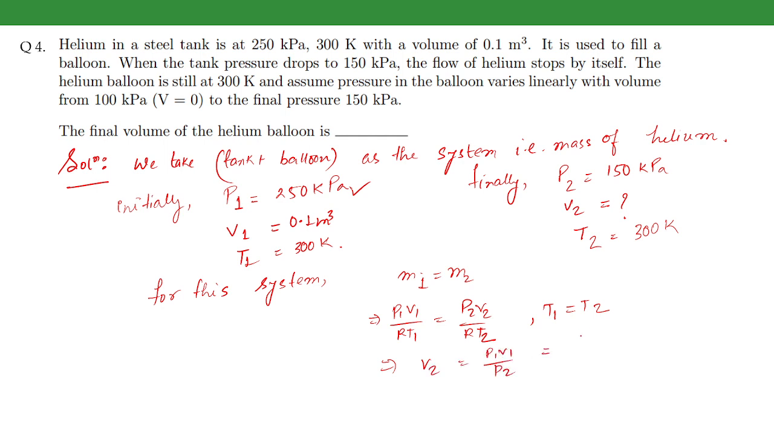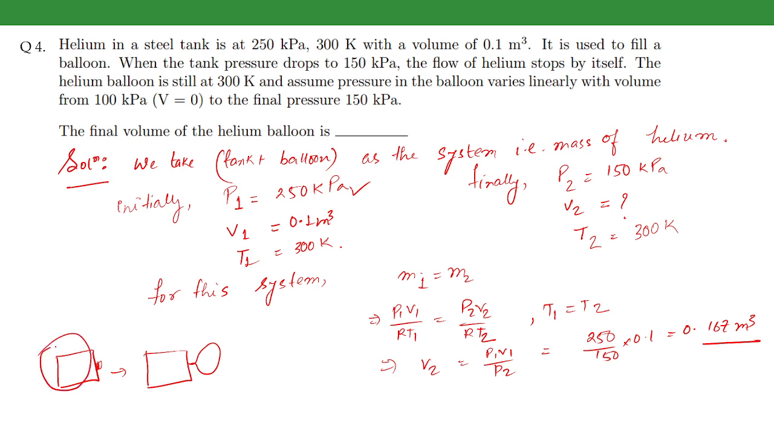If we put in the values, we get 250 by 150 into 0.1, so this is 0.167 meter cube. Now the tank. This is the tank, and this is initially the balloon. This volume was initially 0.1 meter cube, and this total volume now is 0.167 meter cube.